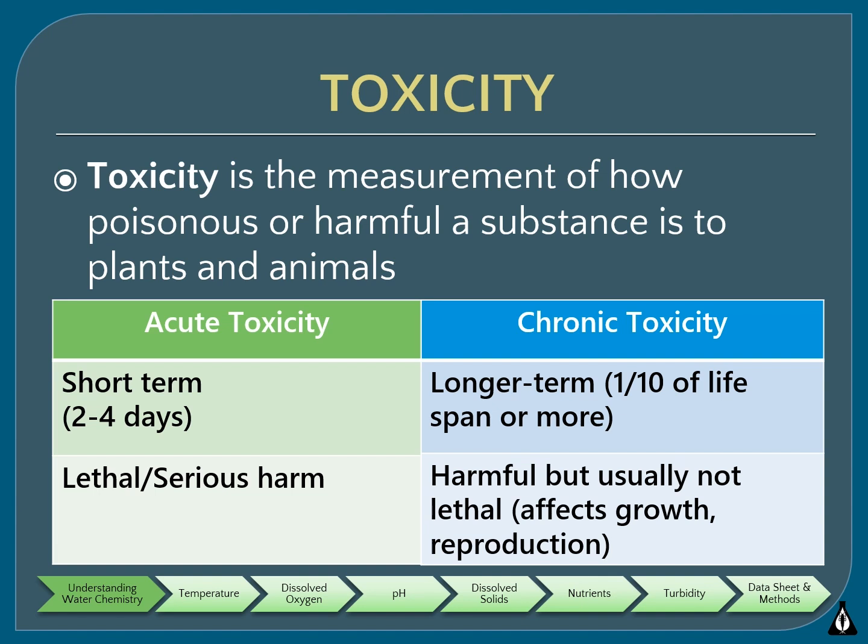There's two different kinds of toxicity. There's acute toxicity, which is whenever an organism is exposed for a short amount of time to a particular substance, generally 2 to 4 days, and being exposed to this substance can cause lethal or very serious harm to the organism. And then there's chronic toxicity. Chronic toxicity is whenever an organism is exposed over a longer period of time, generally over their lifespan or at least a tenth of their lifespan. And it's harmful, but usually it doesn't cause death, but it can affect things like growth or reproduction.